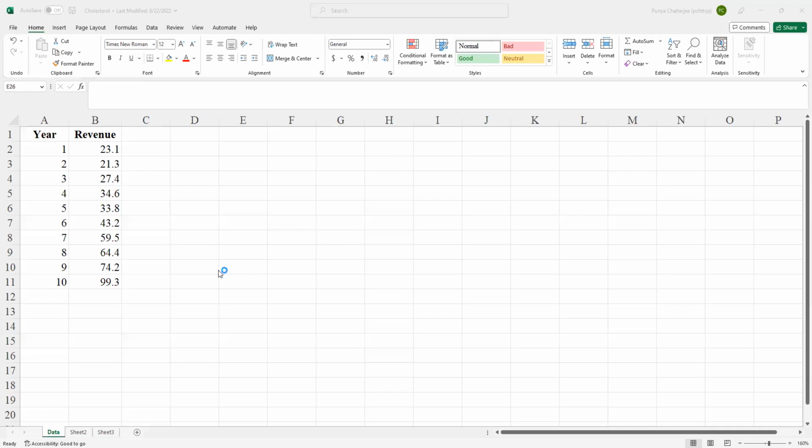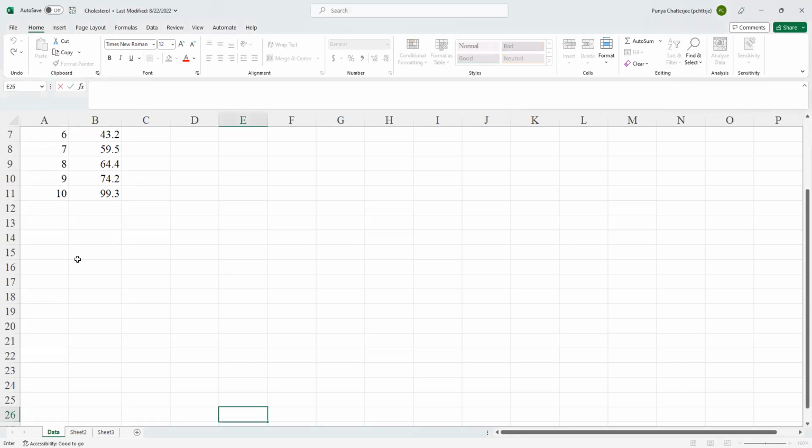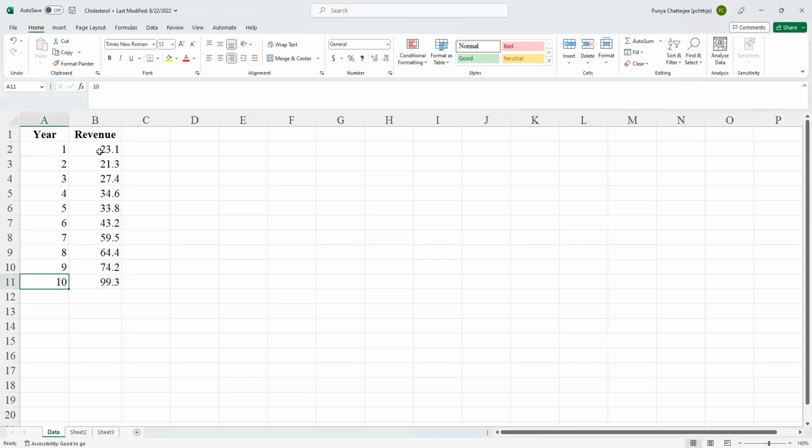All right, so now we have a data set which represents a cholesterol drugs revenue. A company which sells cholesterol drugs, the revenue for that company, and the revenue we have in a yearly manner. So we have here year 1 to year 10, and these are the revenues. The first thing we are going to do is look at the time series plot.